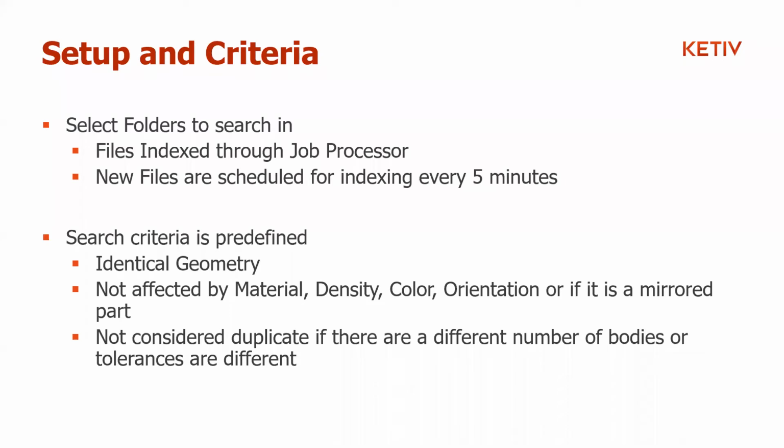So, like I mentioned, the duplicate search in the past used to be by file name. Now it's actually looking for identical geometry. And it's looking at the geometry, so it's not affected by the material that you use. It's not affected by the density, color, if it's oriented in a different way, or if it's a mirrored part. If you have two files in there that are identical geometry, but they have some of these different criteria, they'll actually come back as identical anyway in your dashboard.